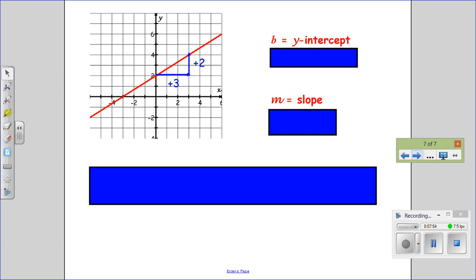Again, for the last example, pause the video and try and figure out the answers yourself. The y-intercept is right there. That is not the origin. The y-intercept is 2, or the ordered pair 0, 2.